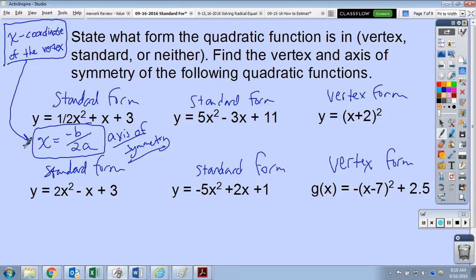Let's do the math. What would the axis of symmetry be for this function here if we use that formula? See if we can figure it out as a class. Yes, Hunter. Negative b over 2 times 1/2 x squared. Oh, just 1/2. 1/2.